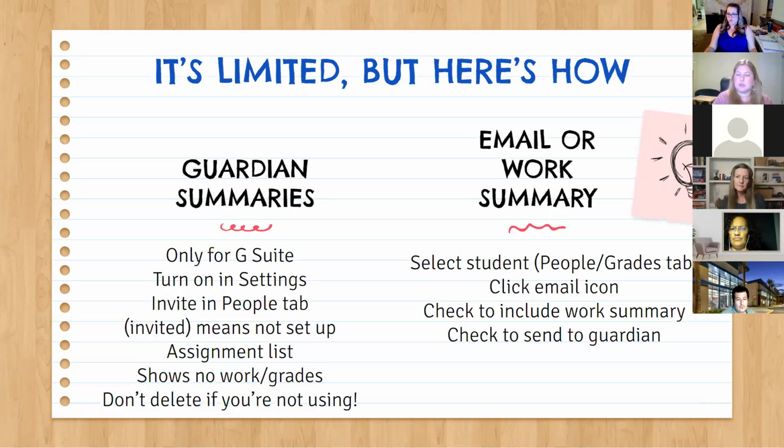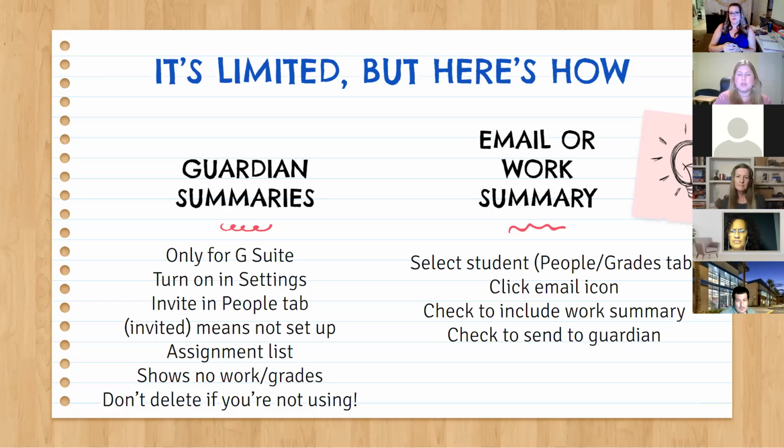Okay, the other way to communicate with parents is sending an email. So this goes through the student's name. So you can click on them in the people tab under the student section, or from the grades tab. It goes to that student's summary page of their work. And then there's an email icon in the top right, and you can check to include the work summary. And that will then list all their assignments with their grades or their status if they're missing or assigned because the due date hasn't happened yet.